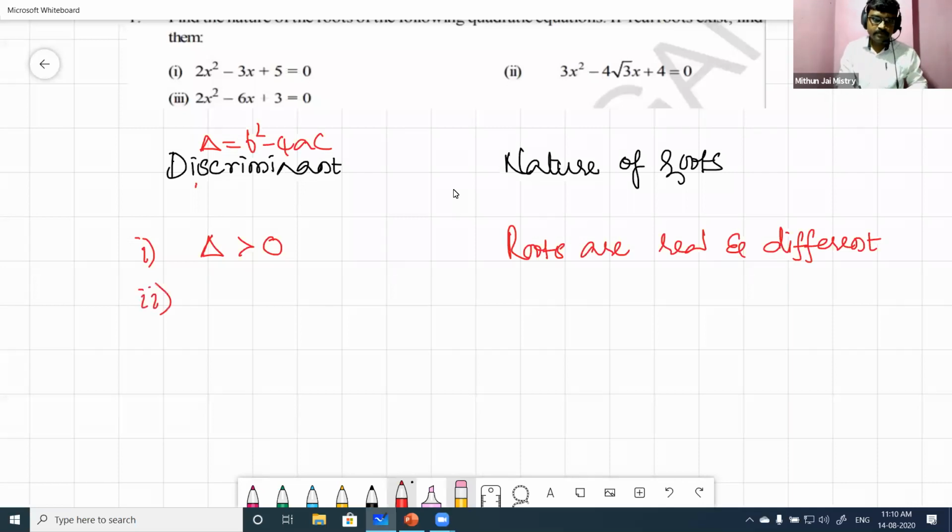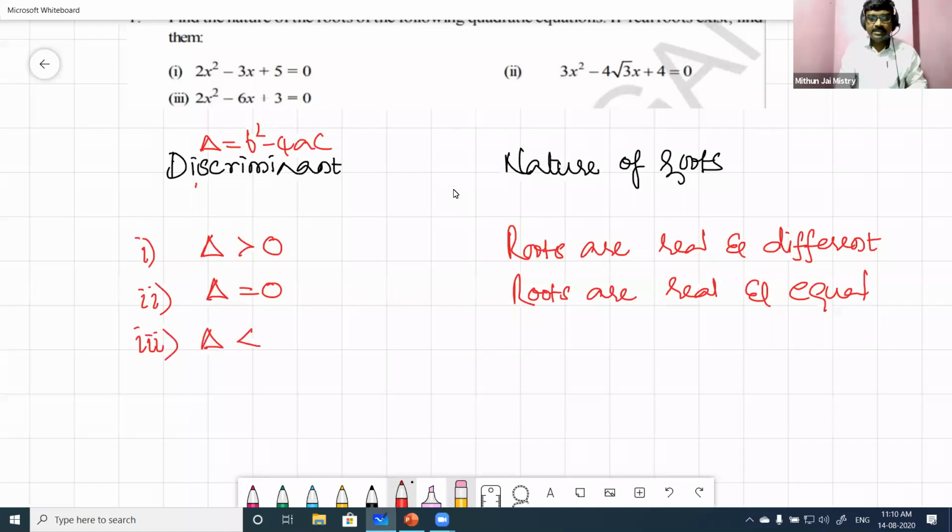Number 2, if delta is equal to 0, then the roots are real and equal. Roots are real and equal. And the third case, the last case, if it is a negative number, that is if delta is less than 0, then the roots are imaginary. So this is how you have to remember: roots are imaginary.